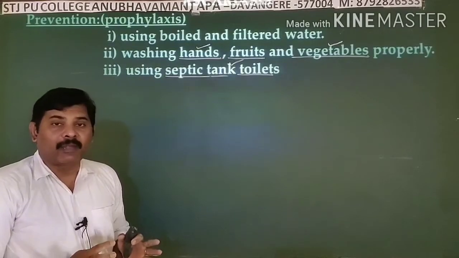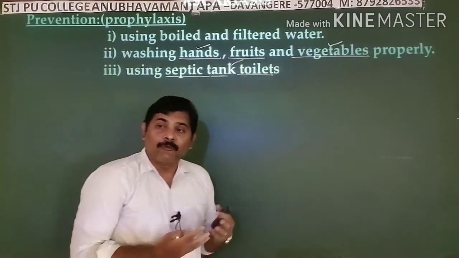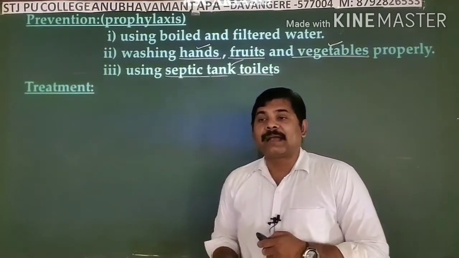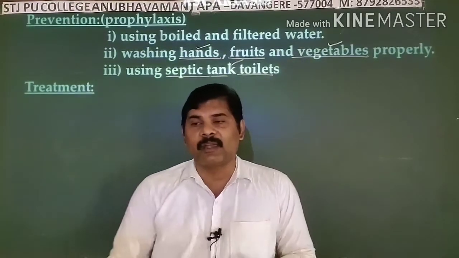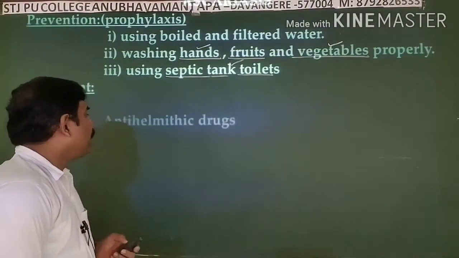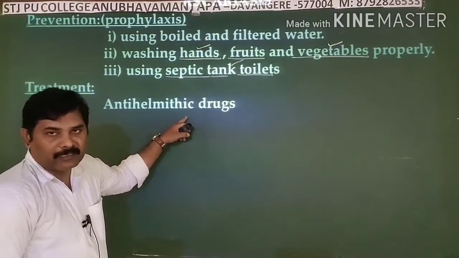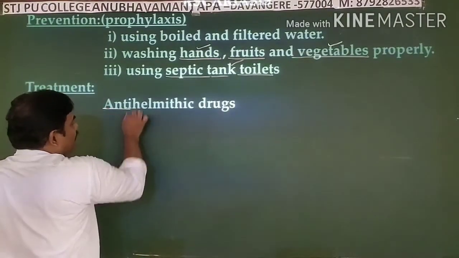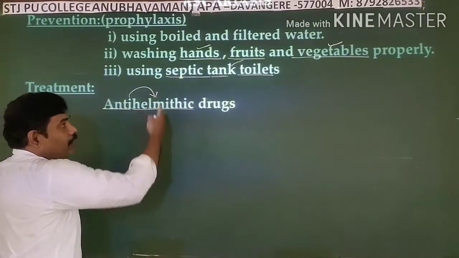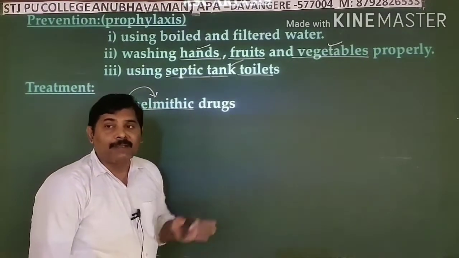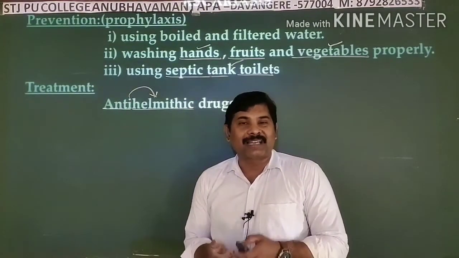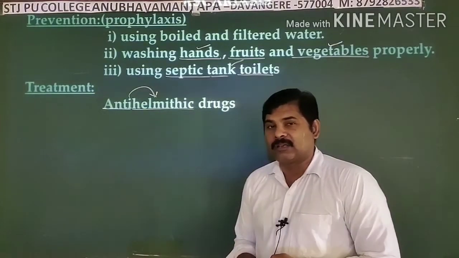Whereas what will be the treatment for this disease? Unfortunately, if you fall sick, how do you treat this disease? That comes under the treatment. In this treatment, we use different kinds of anti-worm drugs or anti-helminthic drugs. Anti means a drug which acts against this helminthic parasite. This is actually a roundworm helminthic parasite. When we use such drugs, naturally we can kill this parasite. Then what are these drugs? Let us see now.